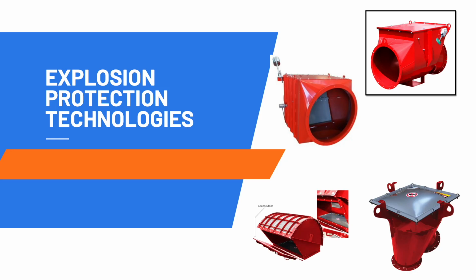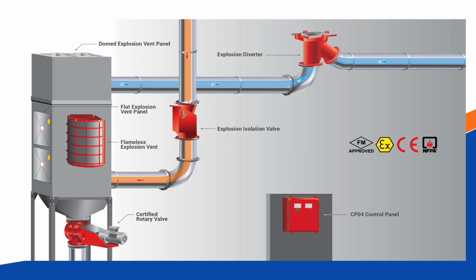So the first part we just talked about was fire prevention technologies. Now we're going to get into explosion protection technologies. We offer many different types of passive technologies, including explosion isolation valves, venting, diverters, and rotary airlocks. And this is sort of like a chart or a picture of where you would put these pieces of equipment.